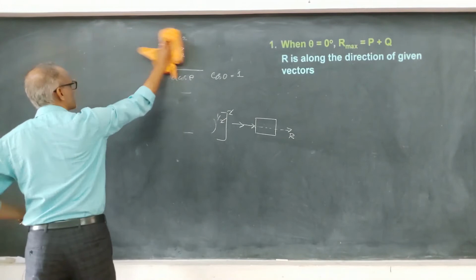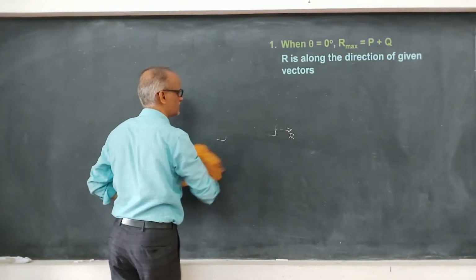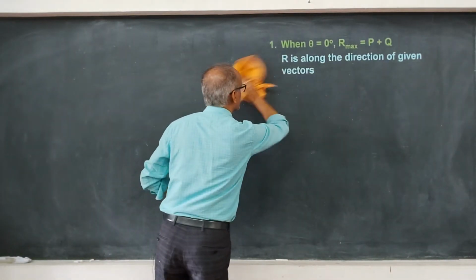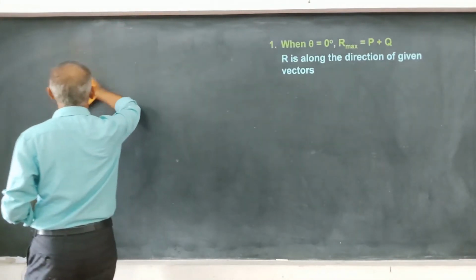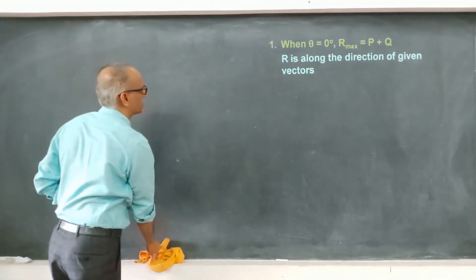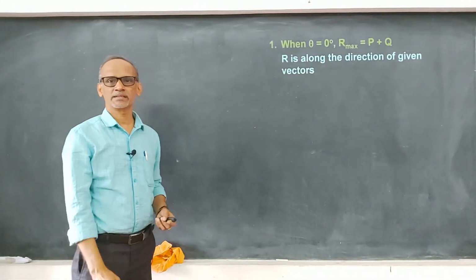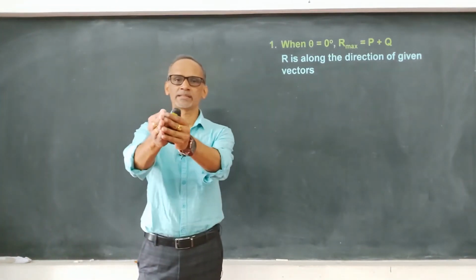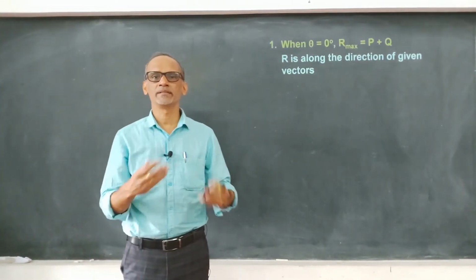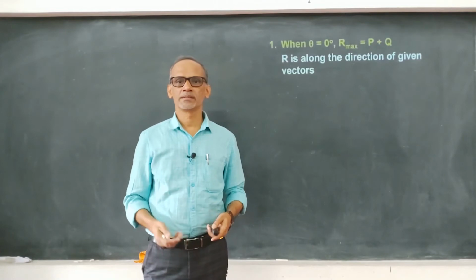And when theta is 0, we are going to get the maximum resultant. So maximum resultant is possible when vectors are along the same direction. So what do you mean by theta 0? Theta 0 means both the vectors act along the same direction. Then the resultant we get is a maximum.